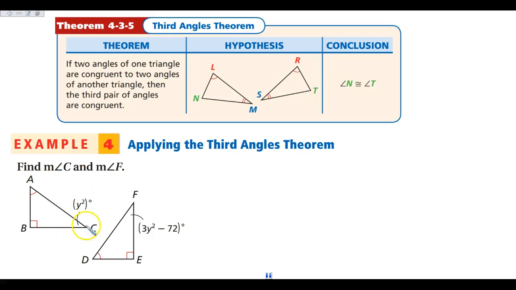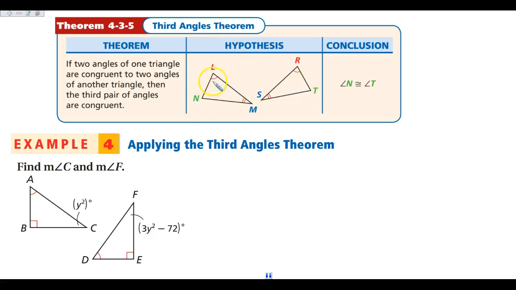All right, let's take a look at example 4 here. We're looking at what is called the third angles theorem. So what that means is if I know that two angles are congruent here and another pair of angles are congruent here in two different triangles, then the last angles have to also be congruent, because if you think about it, again, they're all adding to 180. So if this is 50, I'm going to subtract 50 from 180. If this is 60, then I'm going to subtract 60 from 180. And I'm going to be subtracting the same numbers in both triangles. So that's going to leave me with the same measure.